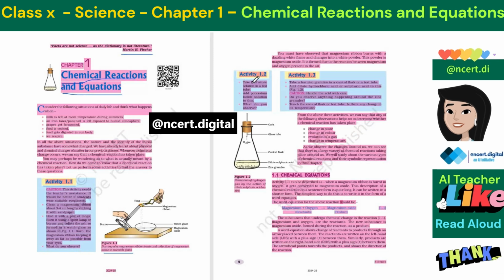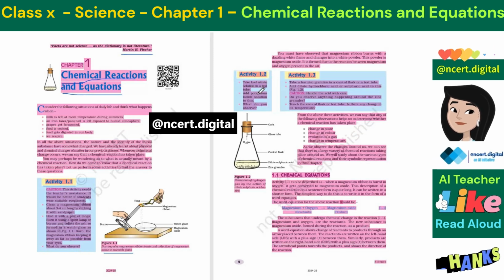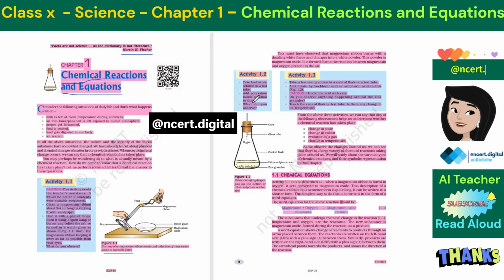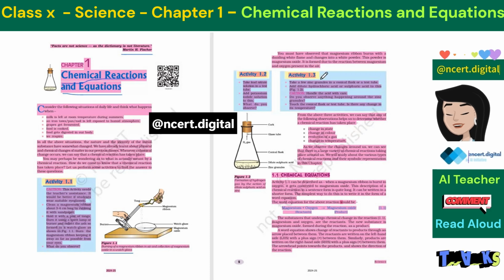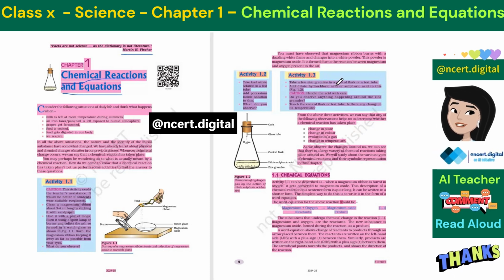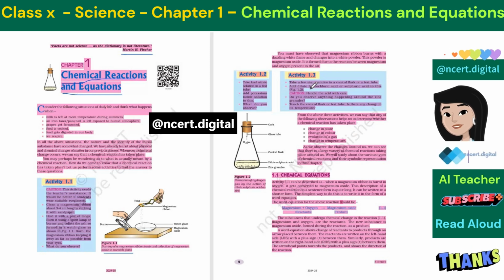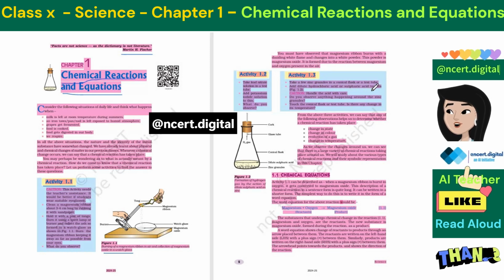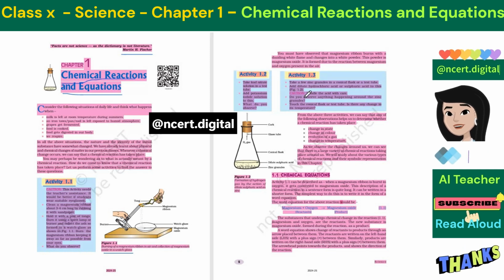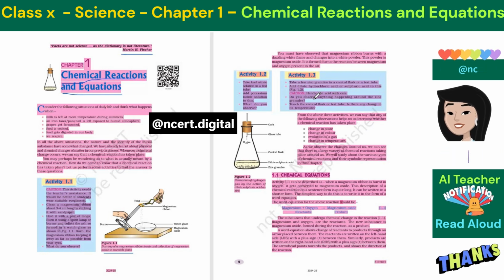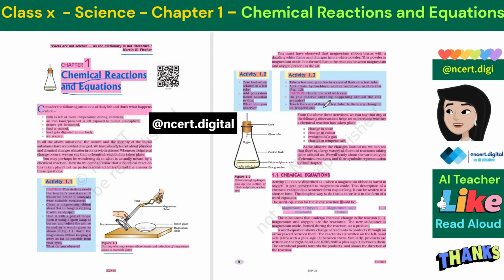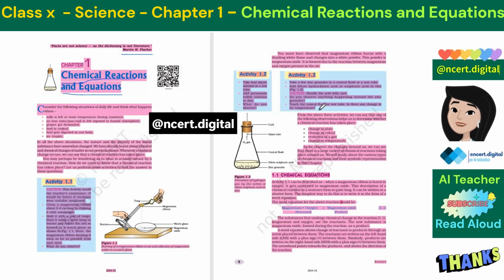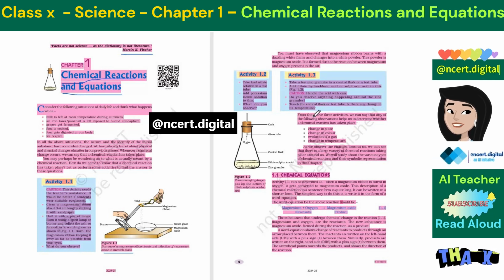Activity 1.2. Take lead nitrate solution in a test tube. Add potassium iodide solution to this. What do you observe? Activity 1.3. Take a few zinc granules in a conical flask or a test tube. Add dilute hydrochloric acid or sulphuric acid to this. Figure 1.2. Caution: handle the acid with care. Do you observe anything happening around the zinc granules? Touch the conical flask or test tube. Is there any change in its temperature?